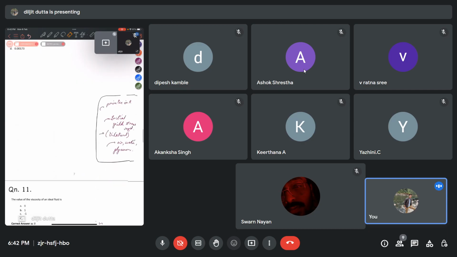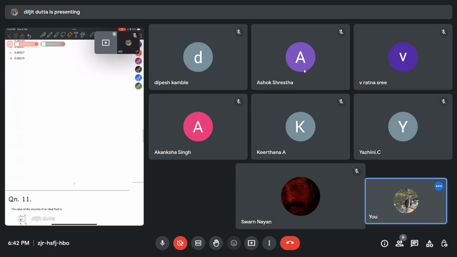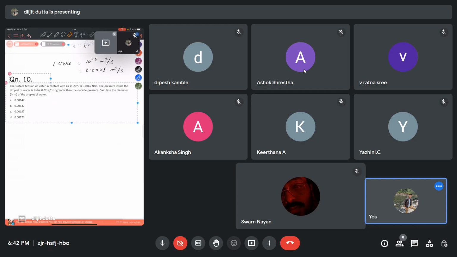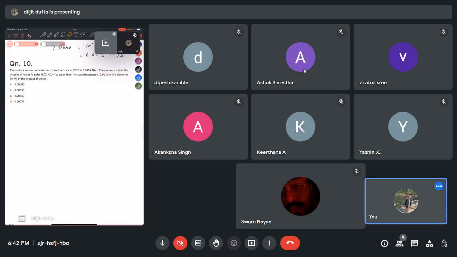Okay, the surface tension. So let us first take a water droplet. This droplet is filled with water. So what is surface tension? Surface tension arises due to cohesion between the liquid molecules at the surface.